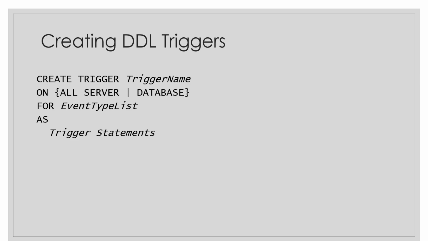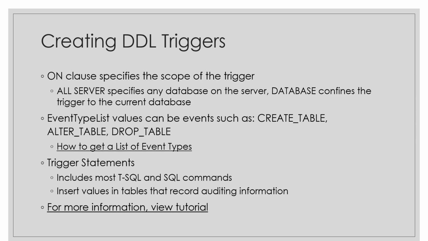There's quite a long list, okay, for the DDL triggers especially, right? And then you just say AS and then have the statements of what you want to happen when this event is actually triggered, right? Okay. Now, just to break it down a little bit, the ON clause specifies the scope of the trigger, right? So, as I said, it could be the entire server or it could be just one individual database, right?